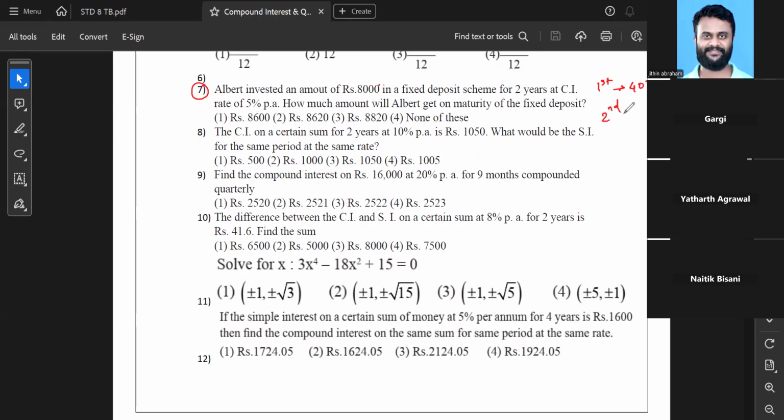Yes. The second year, I'll get 400 plus 5 percentage of the old interest. That is 5% of 40. Again, remove a zero, make it half. It's 20. So total 820 will be my interest. So my principal was 8,000. 8,000 plus 820 is 8820. Your answer is option 3. Any doubt?